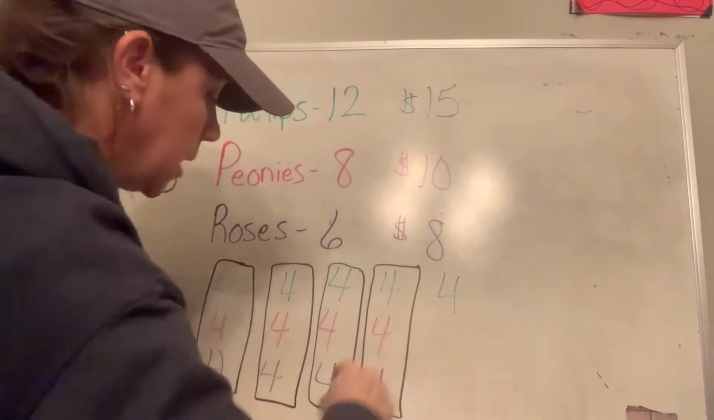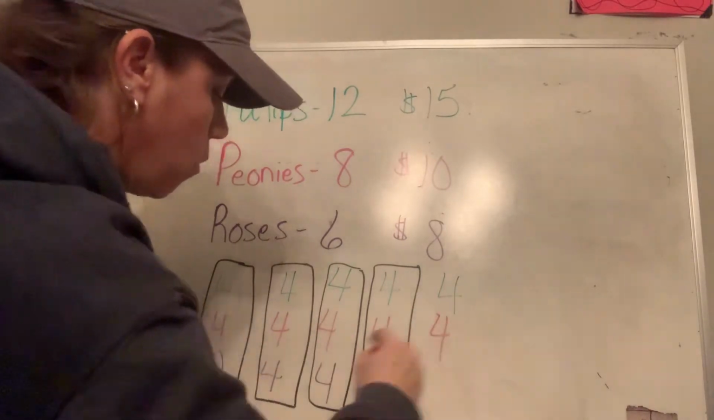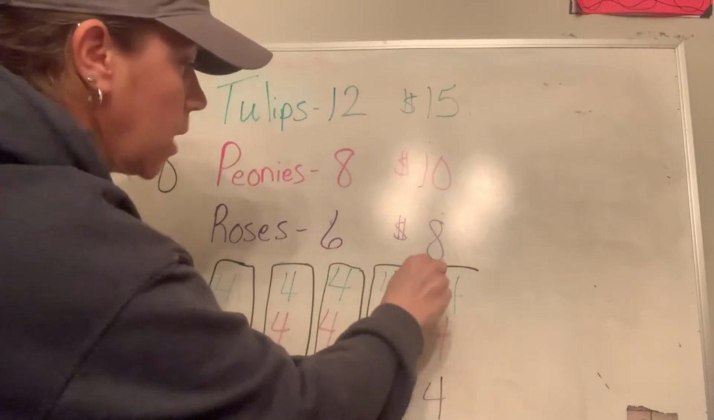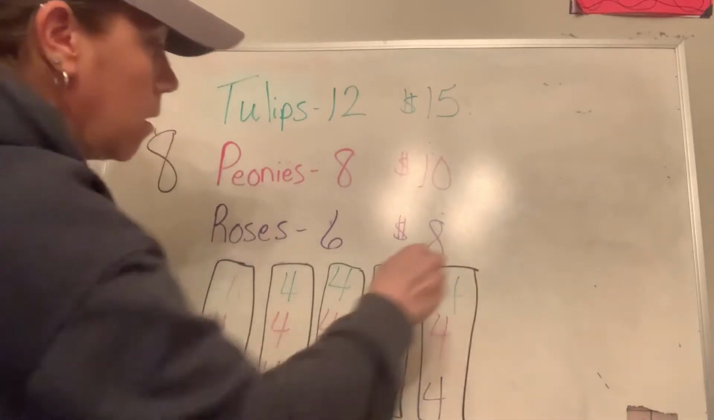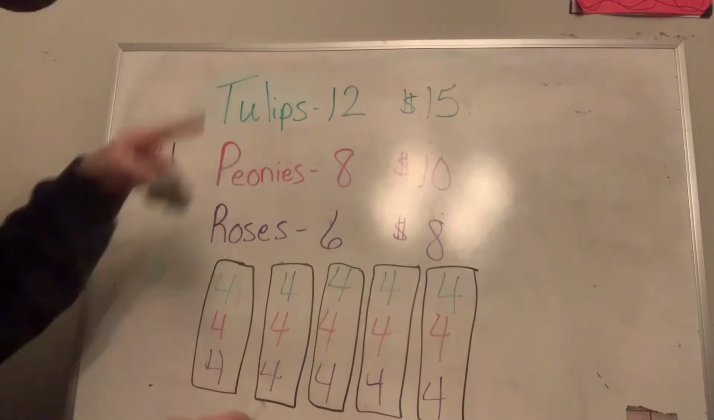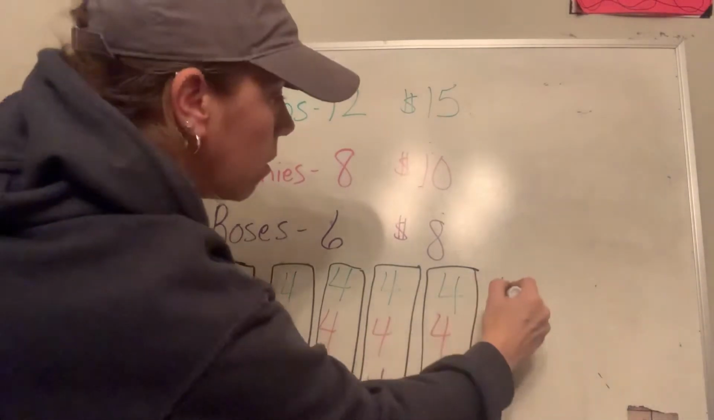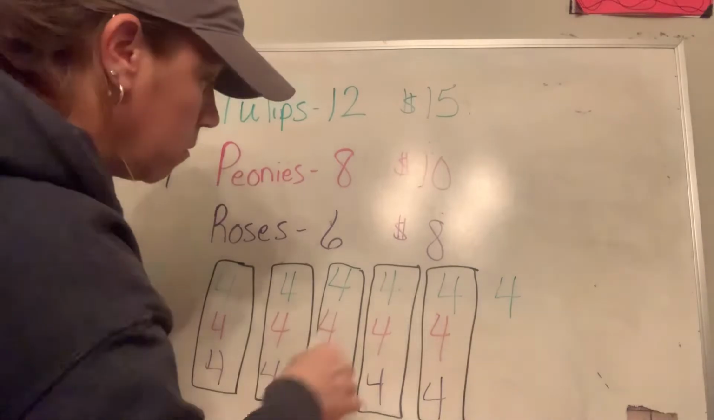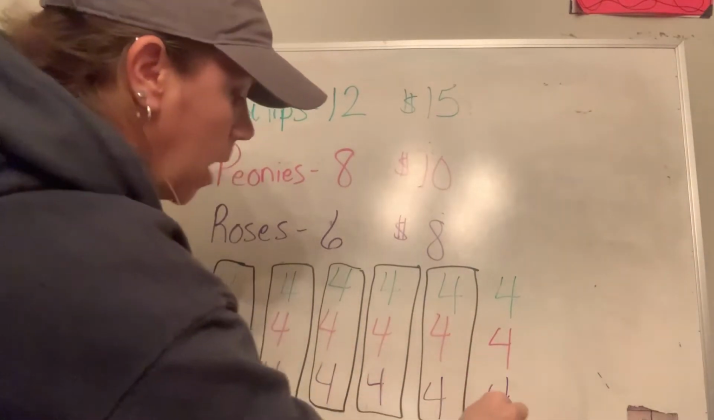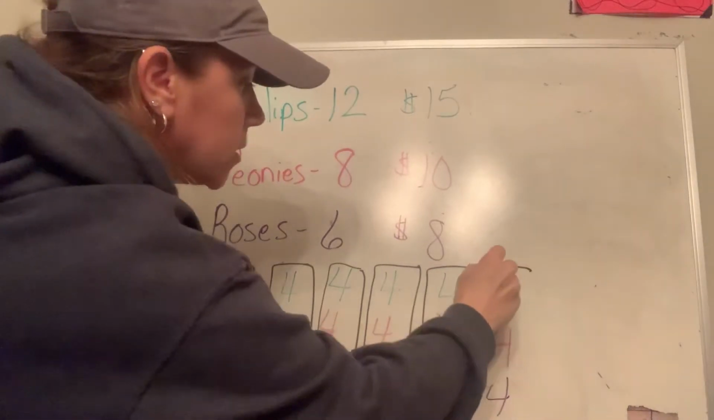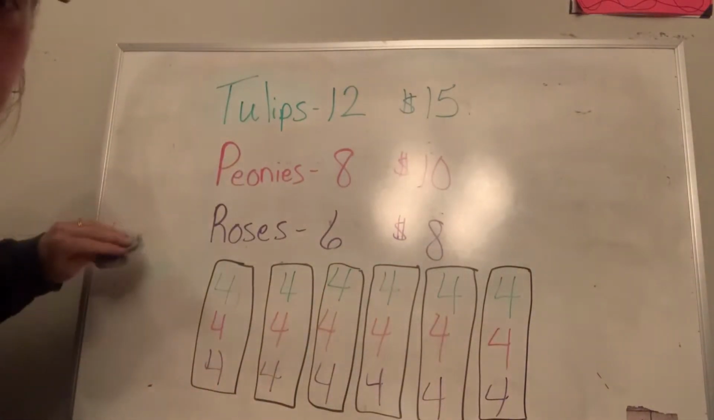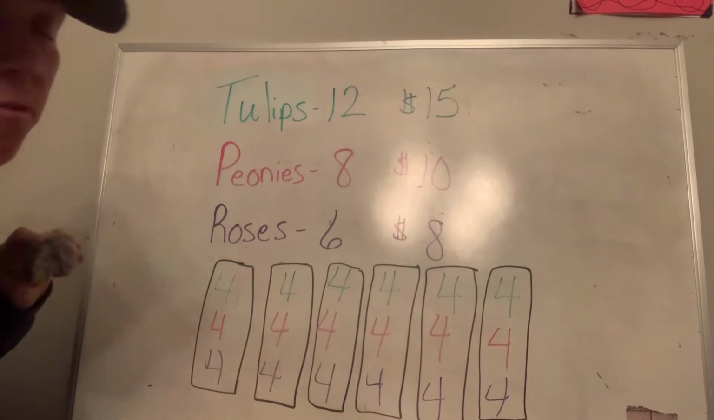So I'm going to take 4, 4, and 4 again, make my mixed bouquet. And now I only have 4 of each flower left. So I'm going to take those last 4, and I'm going to make my last bouquet. And I have no more flowers left. I didn't waste any of the flowers.